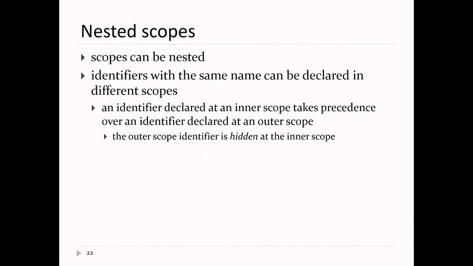So scopes can be nested, right? In other words, you can put a block inside of a block, just like you can do in Java. Identifiers with the same name can be declared inside of different scopes. If you declare an identifier at an inner scope that has the same name as an identifier declared at an outer scope, then the inner name takes precedence, and the outer scope name is hidden.